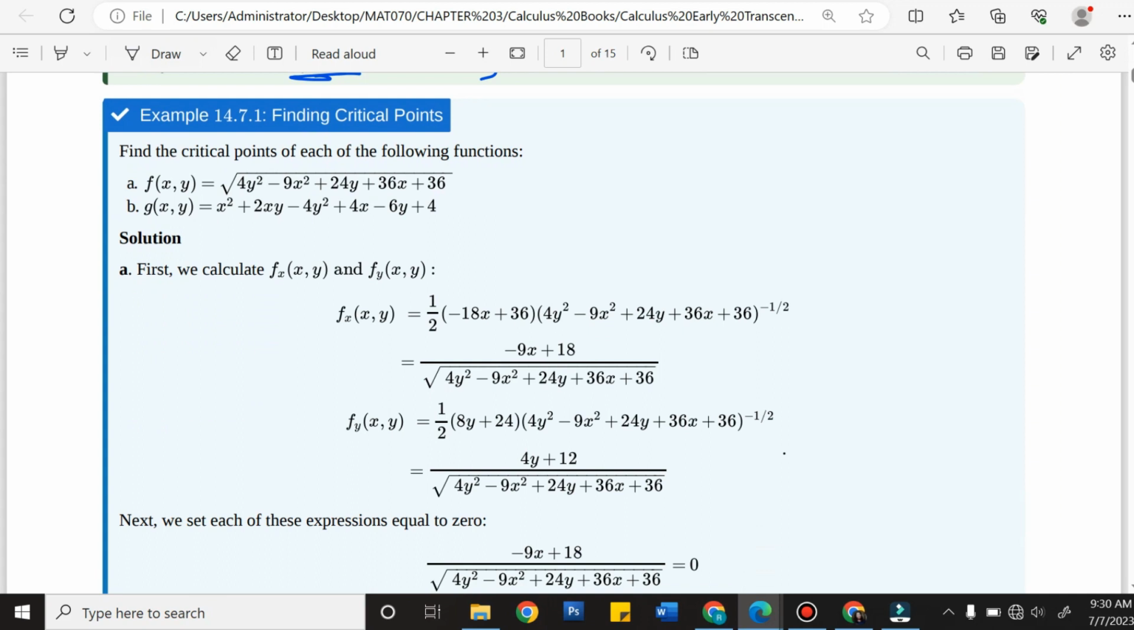Now, suppose, let's have, find the critical points of each of the following. So, we have here f of x. Adrita sa B class kay nakaradical ning A. g of xy is equal to x squared plus 2xy minus 4y squared plus 4x minus 6y plus 4. Okay.